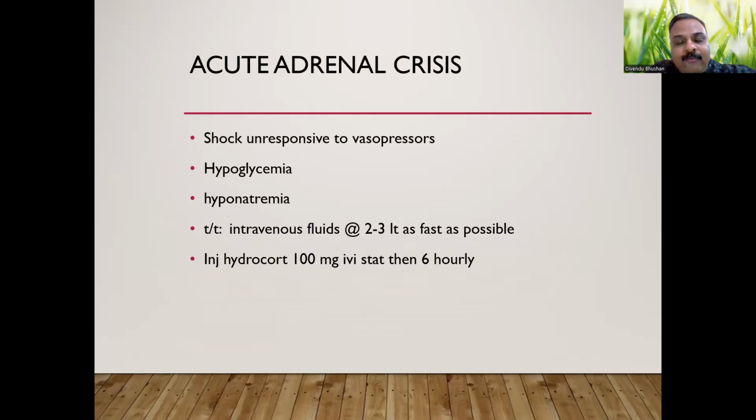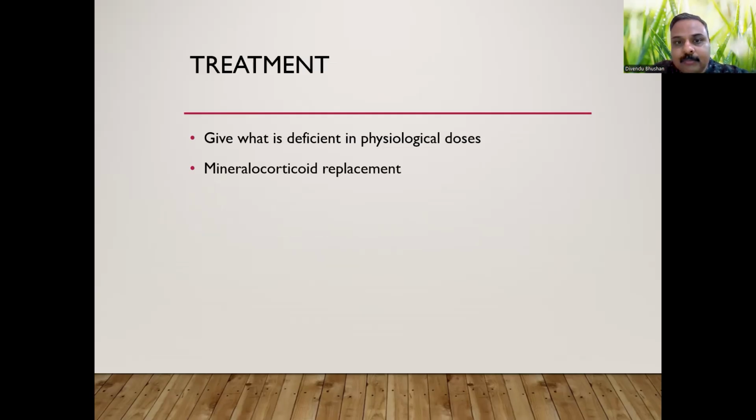As I have told you, acute adrenal insufficiency is present with shock responsive to vasopressors, associated with hypoglycemia, hyponatremia, and hyperkalemia. Treatment is intravenous fluids, 2 to 3 liters as fast as possible, along with injection hydrocortisone 100 milligram IV stat, then followed by 6 hourly.